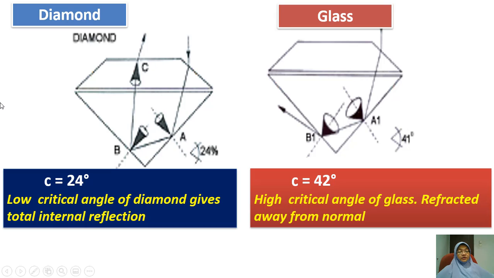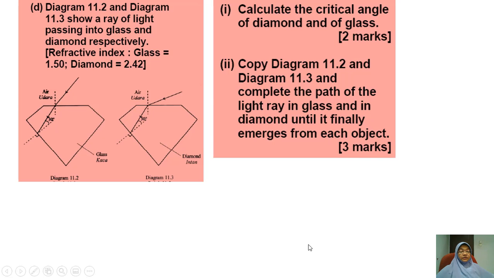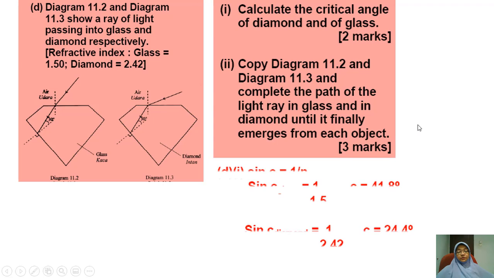Okay, now we have a few calculations to make. C is 24 degrees for diamond and glass is 42 degrees. A low critical angle gives total internal reflection more easily. A high critical angle is reflected away from the normal. Calculate the critical angle of diamond and glass using the formula. C equals 41.8, which we round up to 42 degrees for glass. Diamond is C 24.4 degrees.